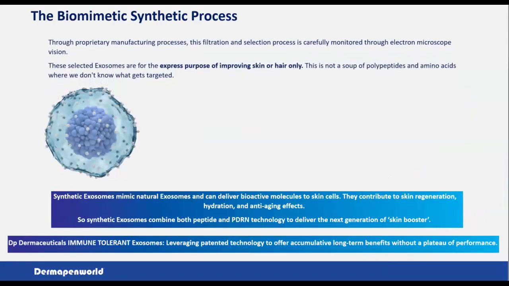Created via a filtration system, a bit like panning for gold, pushing that little tray backwards and forwards, and all the dirt and the mud comes through, and you're left with that gorgeous gold. That's a good analogy. These selected exosomes are then purposely improving skin and hair only. It's not a super polypeptides or amino acids. We don't know what it's targeting.